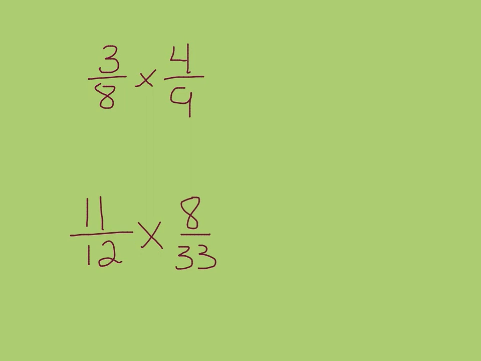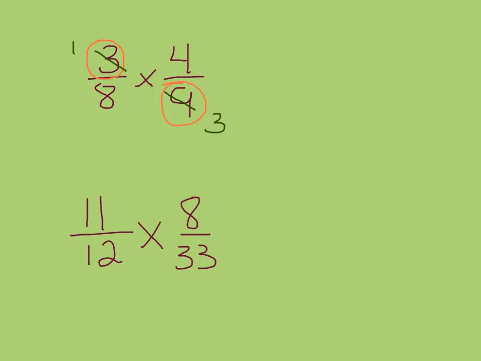If we look at this first one, 3/8 times 4/9, we see that 3 and 9 have something in common, a 3. So we're going to divide them both by 3. So I'll cross that off and make it a 1, because 3 divided by 3 is 1. Cross that off and I'll make it a 3, because 9 divided by 3 is 3.